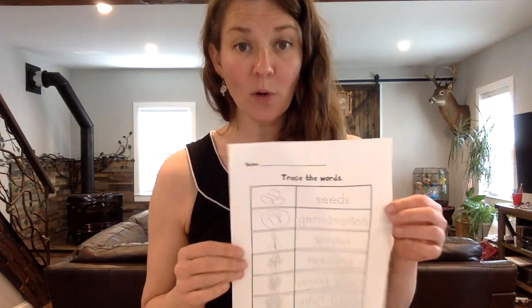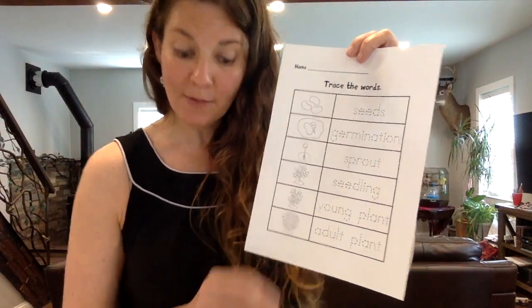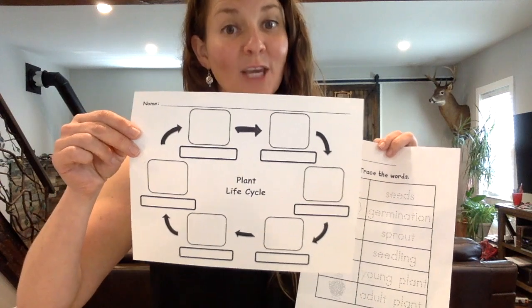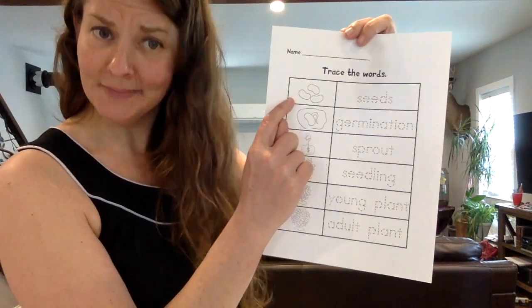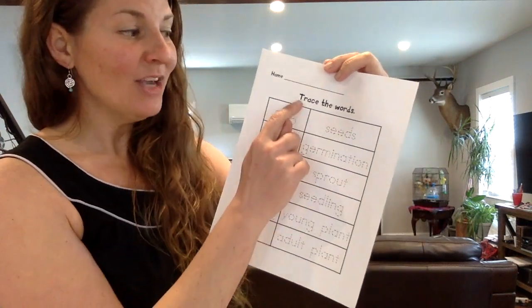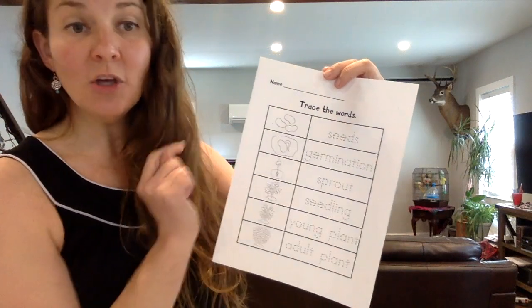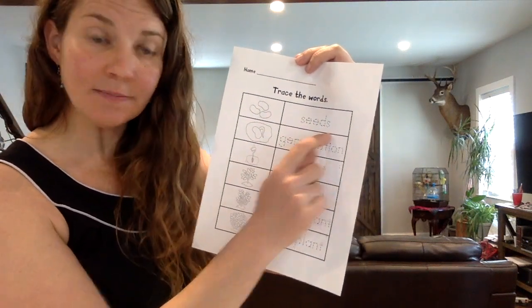We're going to take a look at our worksheets that we have for this week. The first one is a list of all the vocabulary we're going to use to figure out the plant life cycle. Now, the first picture, anybody know what that is? That's right, it's seeds. You're going to trace the words. You'll also color in the pictures. So our first one, seeds.